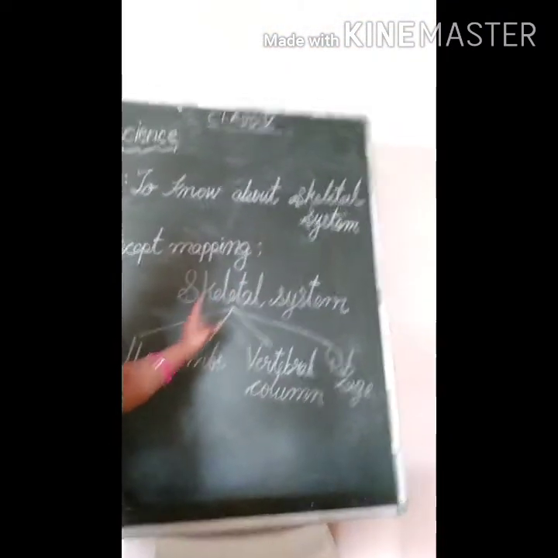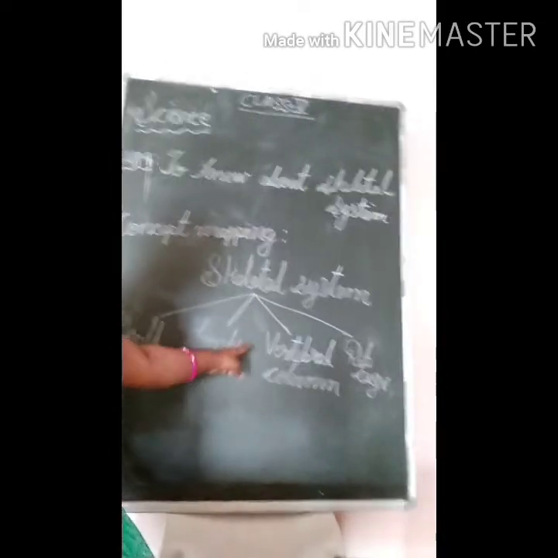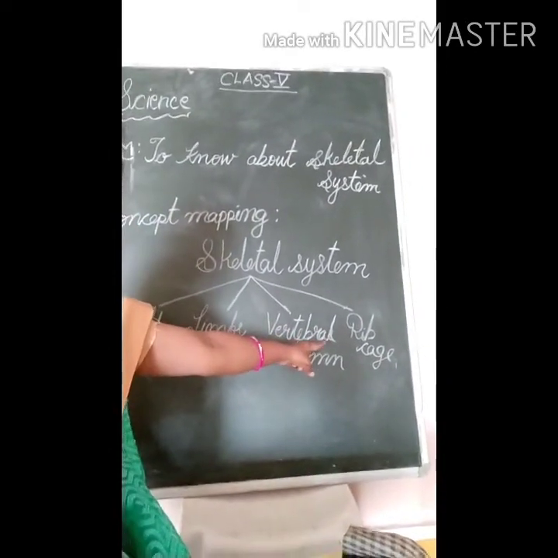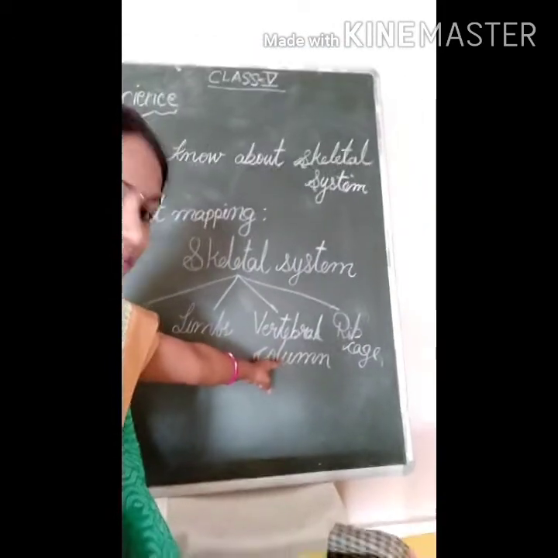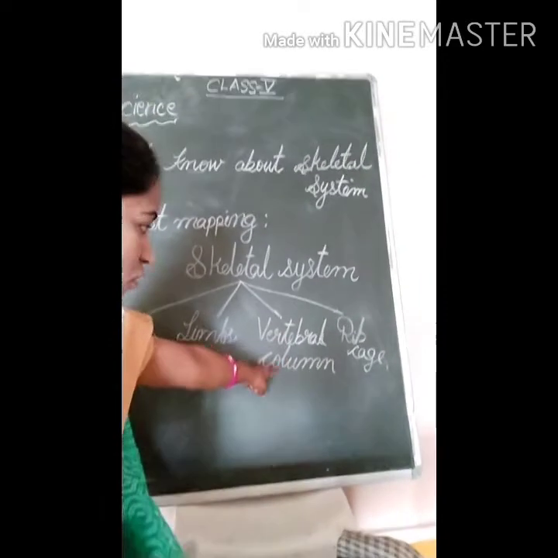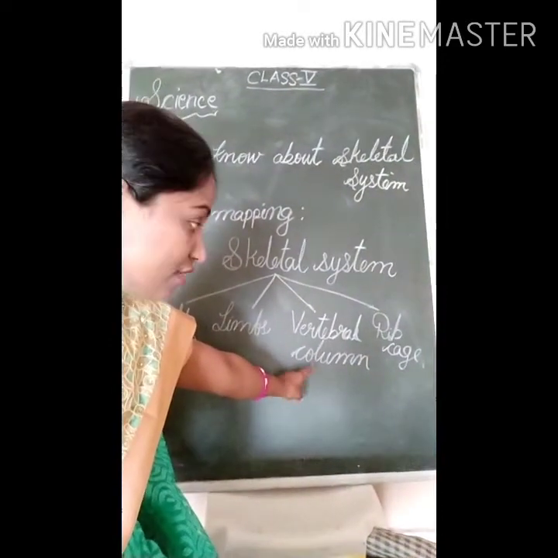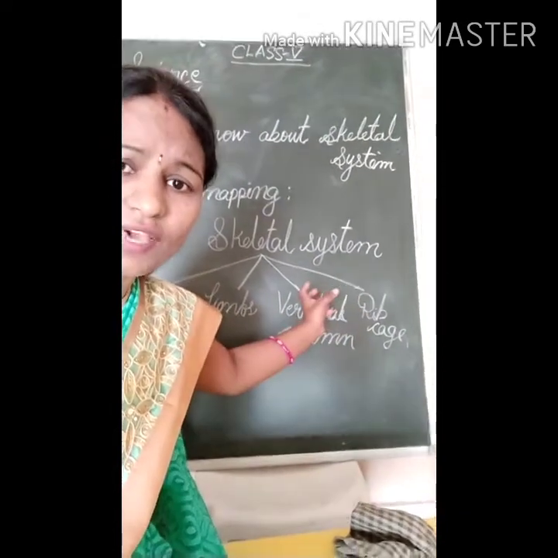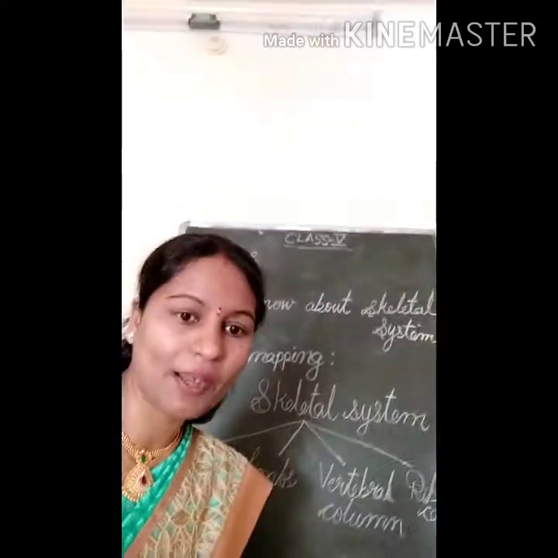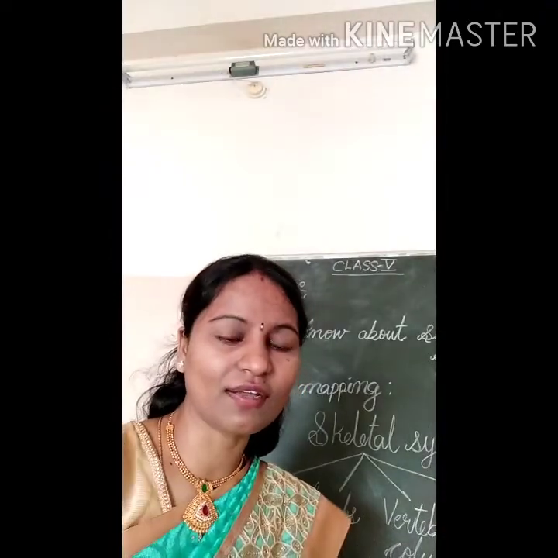Just see the skeletal system. You can see that the skeletal system is a combination of what? Skull, limbs, vertebral column and rib cage. You can see the rib cage, the limbs, and the vertebral column. The vertebral column consists of 33 bones, children, 33 bones. The rib cage has almost 12 pairs. Now let me show you the skeletal system.